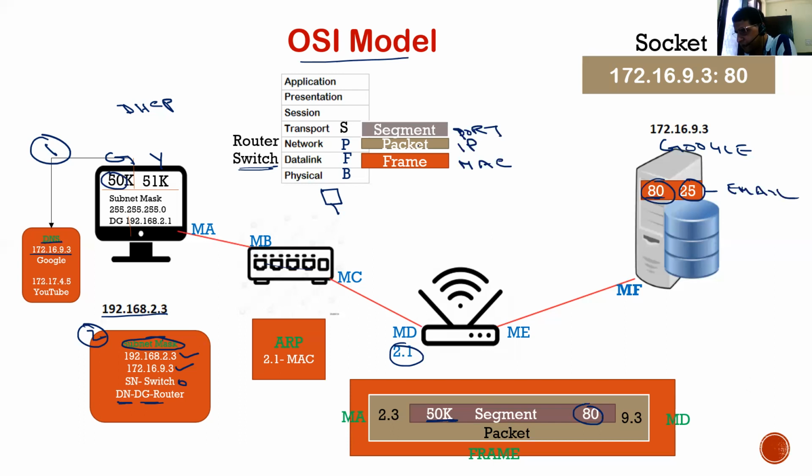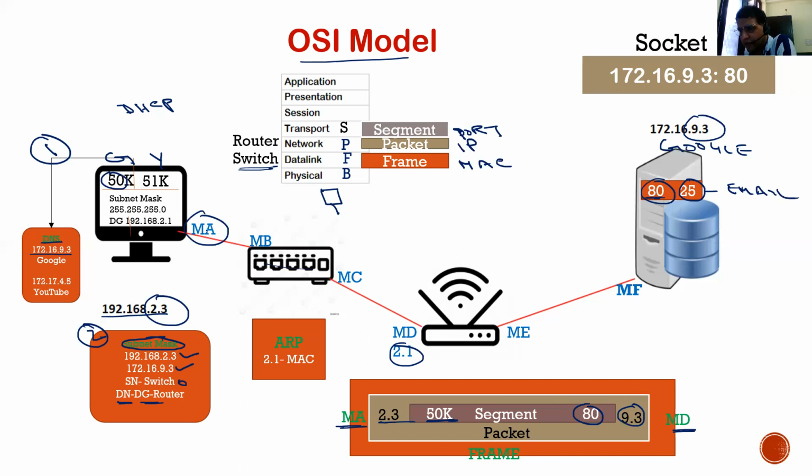The segment will get encapsulated into a packet. This is what happens: the OSI model is doing encapsulation. The segment will be put inside the packet. The packet has the IP information: I'm coming from 2.3, and I want to go to 9.3. And then the frame information: I'm coming from MA, I want to go to MD.